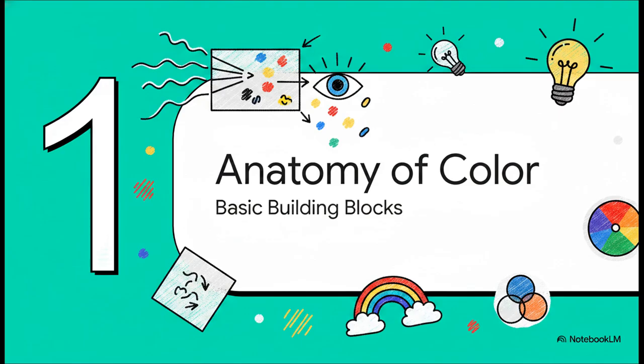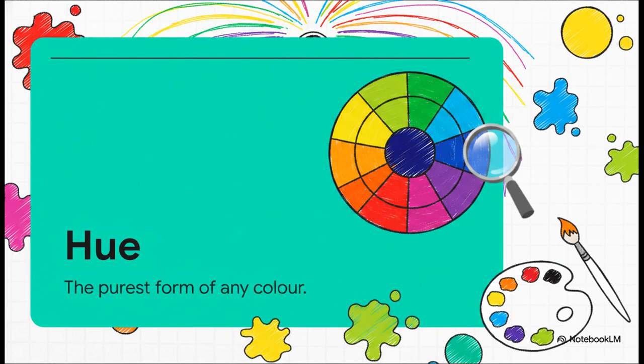Section 1. The anatomy of color. Let's look at the basic building blocks. So fundamentally, we only actually see color when there's light reflecting into our eyes, right? When light strikes a surface, certain wavelengths are absorbed and others are reflected back to us.